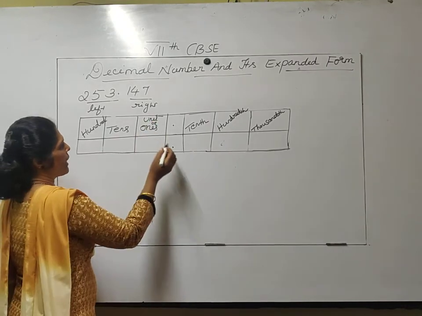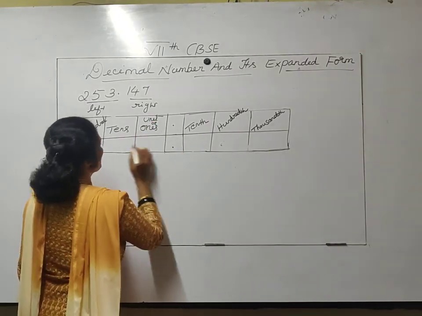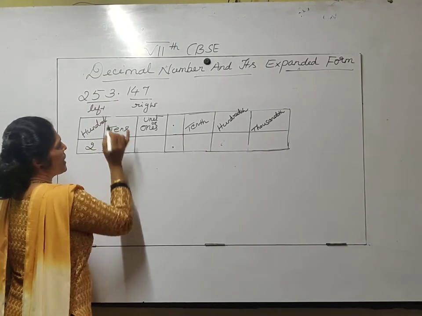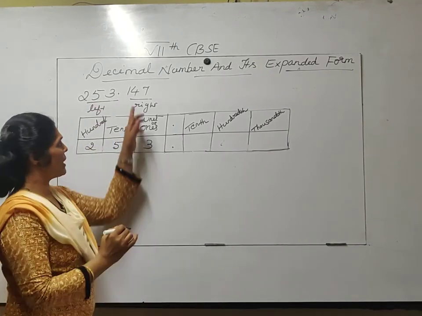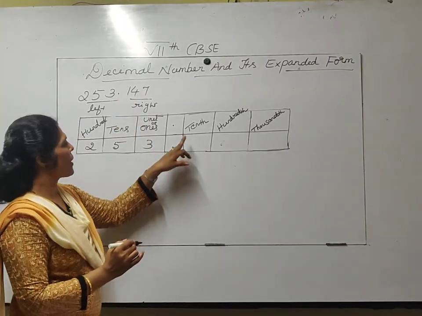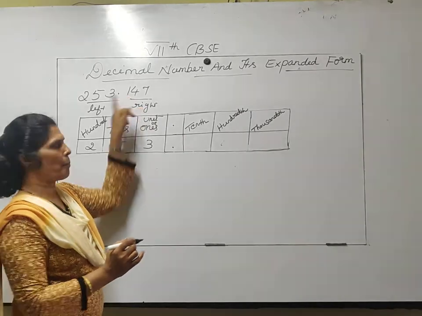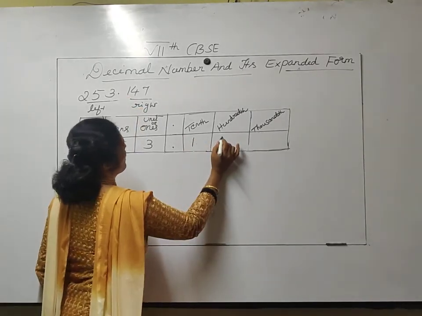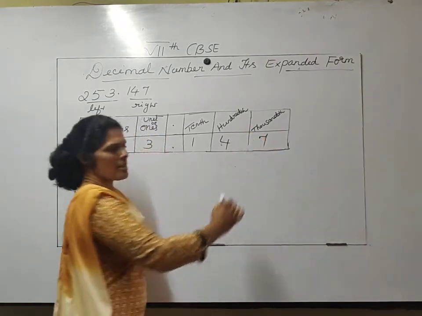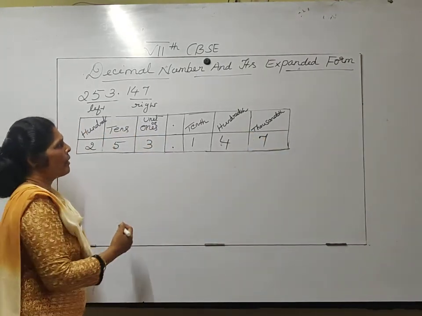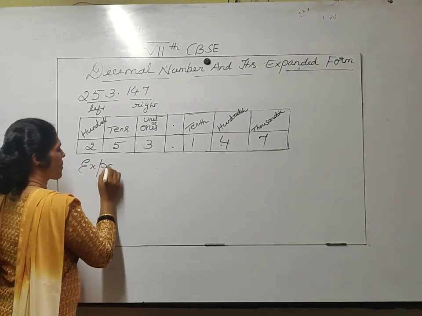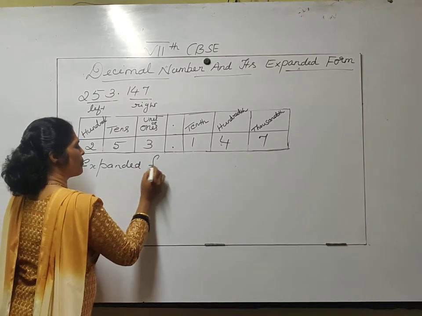Okay. Now we will write: 2 is in 100 place, 5 is in 10th place, 3 is in unit place. After that we put point. Next, 1 is in 10th place, then 4 is in 100th place, then 7 is in 1000th place. Then how to write in expanded form? Expanded form.